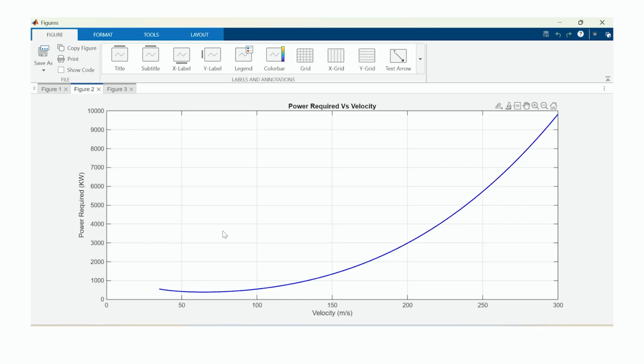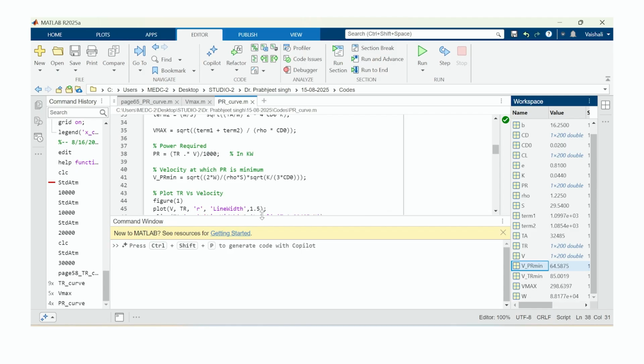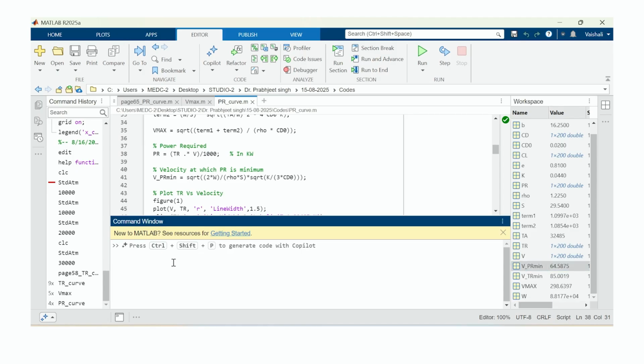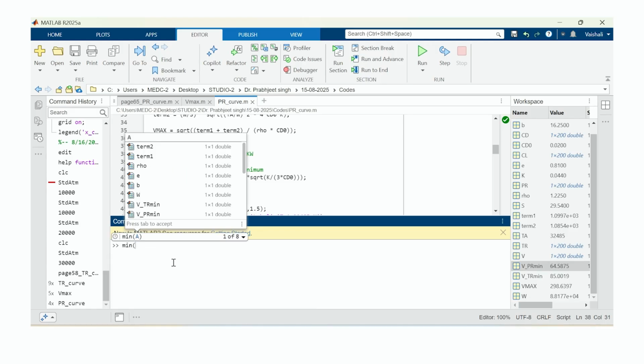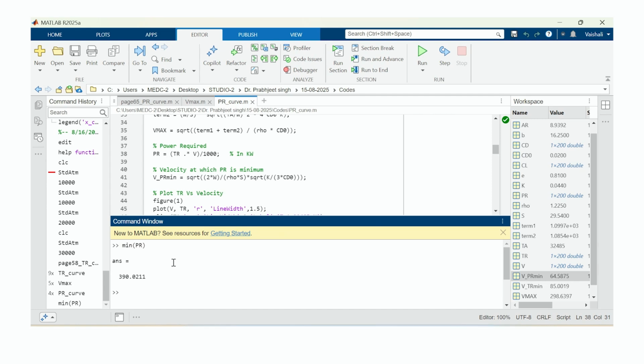Kilowatts. All right. So we can even find it out directly in the command prompt. You just have to mention here the minimum power required, MINPR. Okay. So minimum power required is indeed 390 kilowatts. All right. And if you want to find the velocity at which this power required is minimum, that also you can do. You just have to store it in an index.